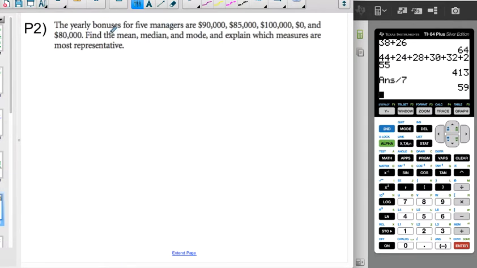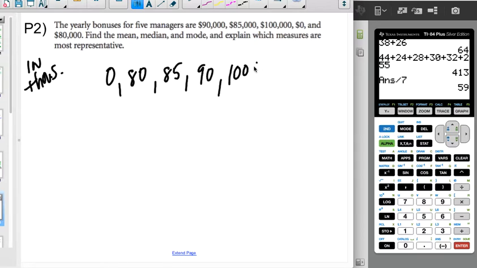All right, same idea. Yearly bonuses for 5 managers are given here, again in thousands of dollars, so you might want to do it by thousands. Find the mean, median, and mode and explain which one's the most representative. So again, if you wanted, you could say something like "in thousands" and then just list the numbers: 0, 80, 85, 90, and 100, right? Sorry, that's an extra zero.